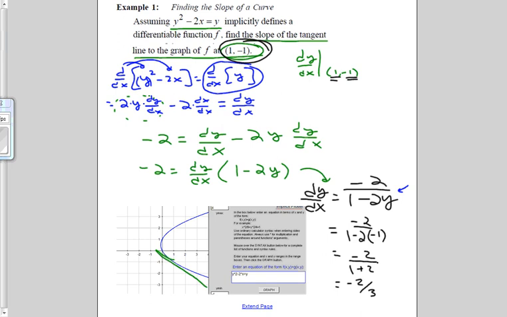And then we ask, well, does that make sense? Looking at our graph, I kind of made a sketch in here. Does that make sense? Down two over about three. Yes, this makes sense. So there's my answer. That's the slope of the tangent line to the graph of f at 1 comma negative 1.